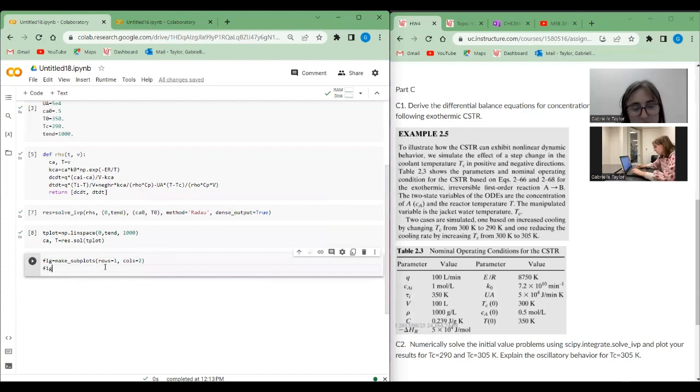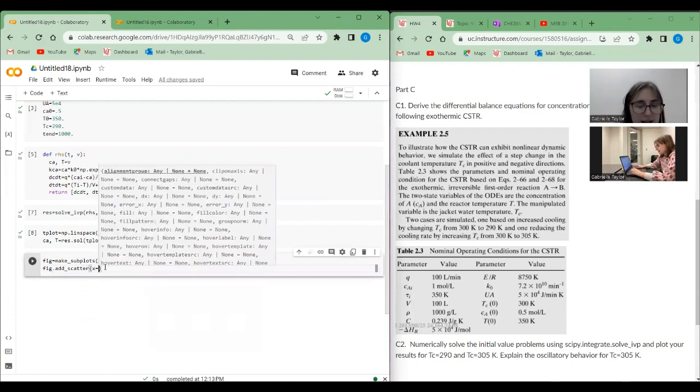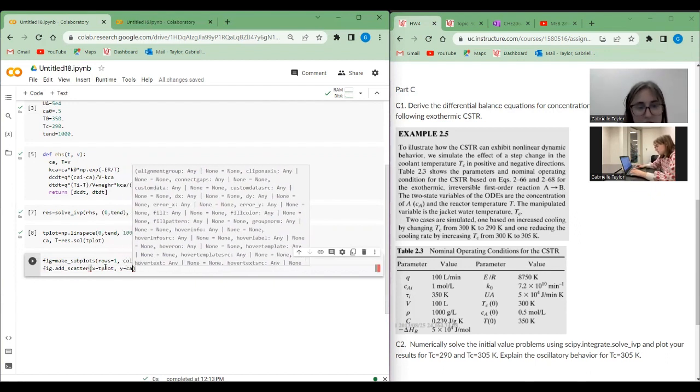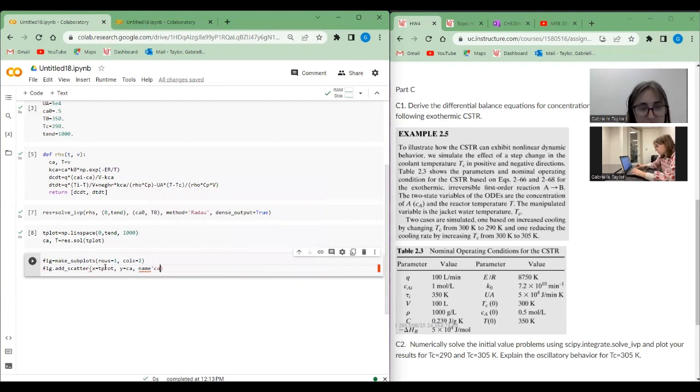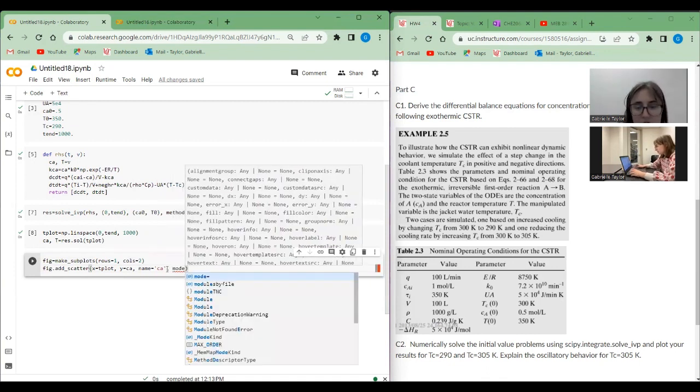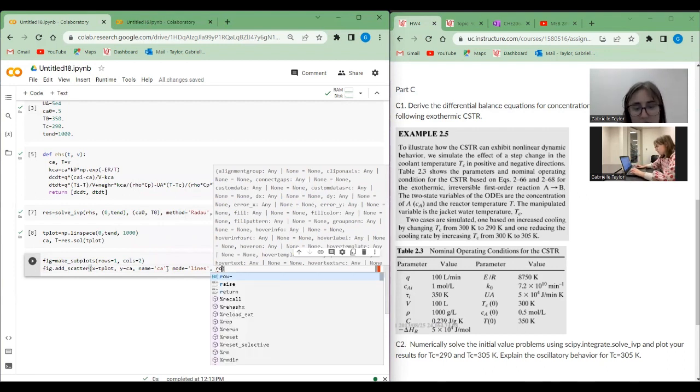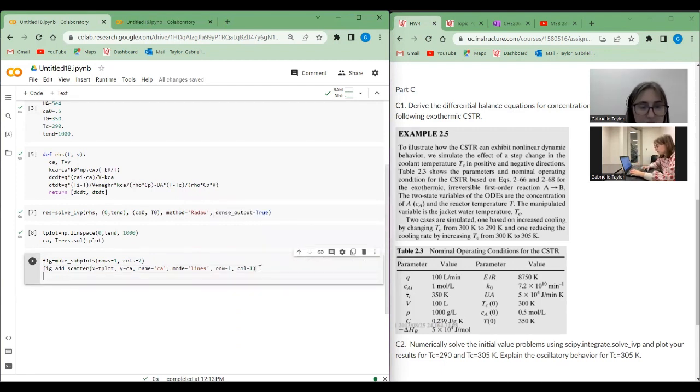Okay, so then we're going to have fig dot add_scatter. The scatter plot that we want first, our x-axis is our time plot, and then our y, this first one, is going to be our concentration. Let's put our name, and let's put concentration. Okay, and then we want this to have a mode. We want this to be lines. And then lastly, our row, this is going to be in row 1 and column 1. So let's just copy and paste this over, and let's do this for our temperature. So put temp, and then this is going to be in column 2.